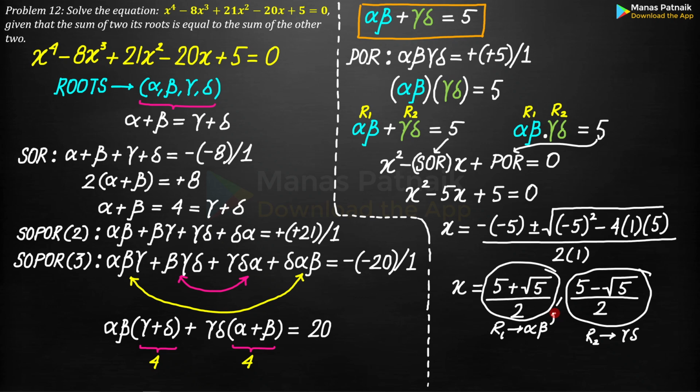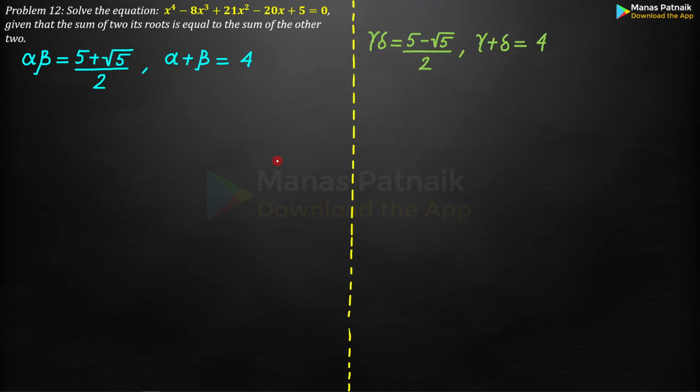Remember, this is alpha beta and this is gamma delta. Done. So we already know that alpha plus beta is equal to 4, and at the same time gamma plus delta is equal to 4. We know these things. How can we proceed from here? Again, you can assume this to be your root 1 now, and this to be your root 2 now.